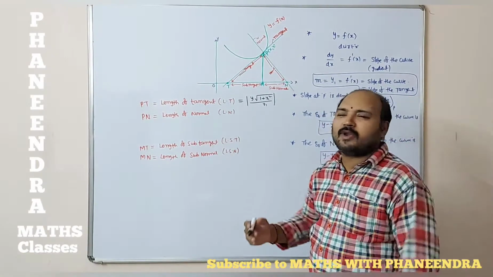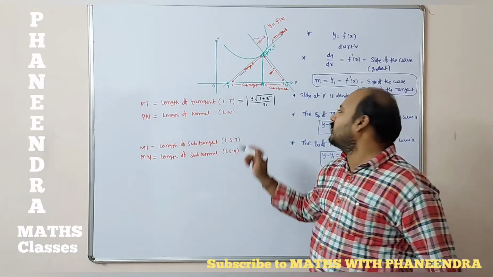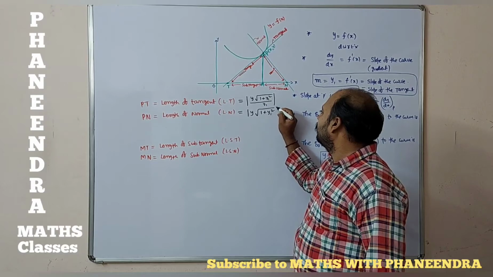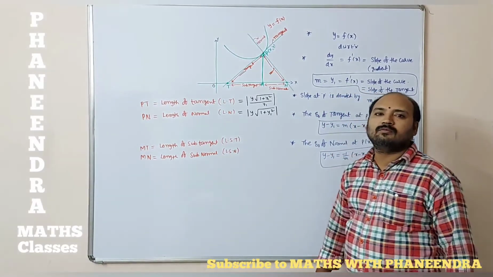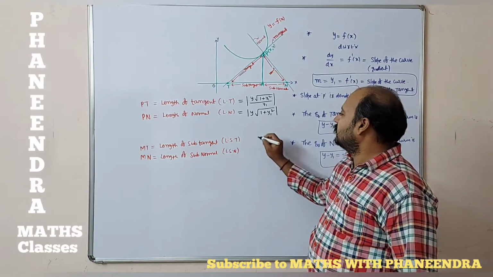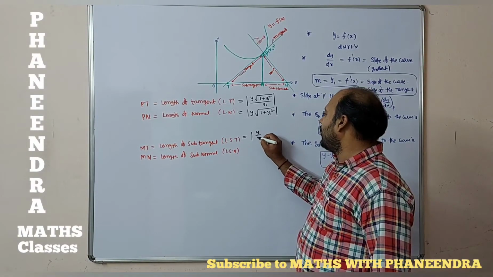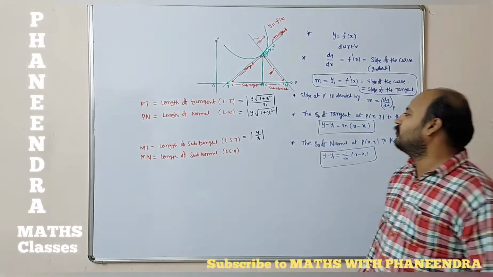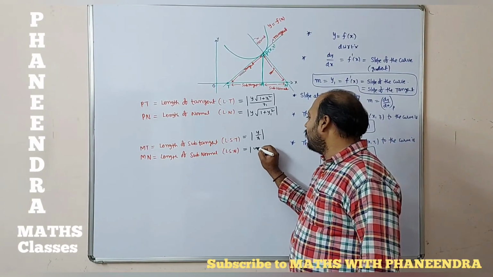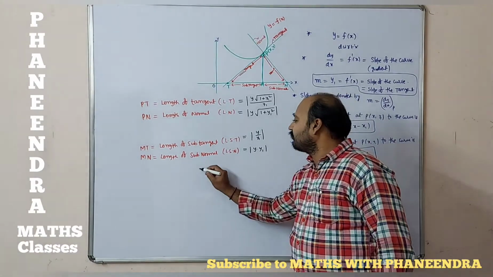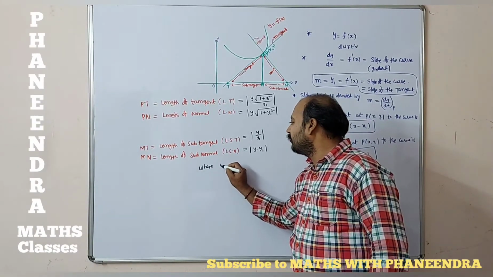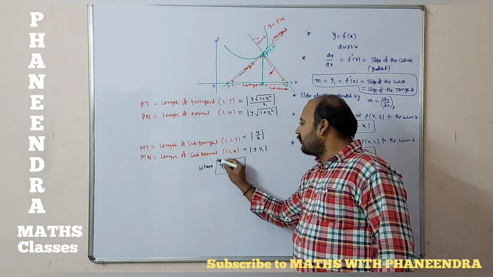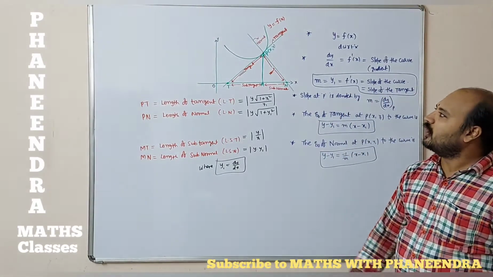Length of normal, how to remember easily? Denominator y1, you have to remove that and write the rest of the formula. Y into root of 1 plus y1 square. That's all. Next, length of subtangent, which is equal to mod y divided by y1, the ratio of y and slope of the curve or slope of the tangent. Length of subnormal, y into y1. Where y1 is equal to dy by dx or slope of the curve or f dash of x. I hope you understand.